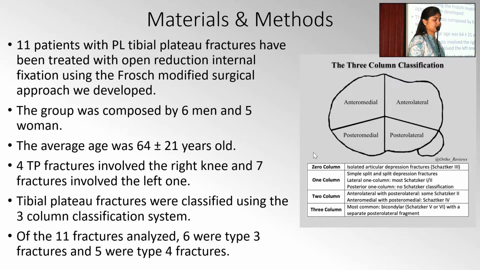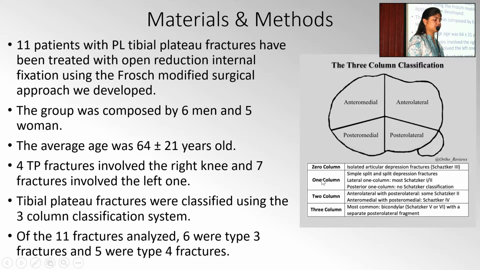What is type 3? What is type 1? I'll explain it here, sir. Yes, sir. This is the 3-column classification. Here, this is actually divided into anterior, medial, lateral, and posterior. Posterior is again posterolateral and posteromedial. It has 4 types. Type 1 is 0 column, that is isolated articular depression fractures, which is similar to Schatzker's type 3.